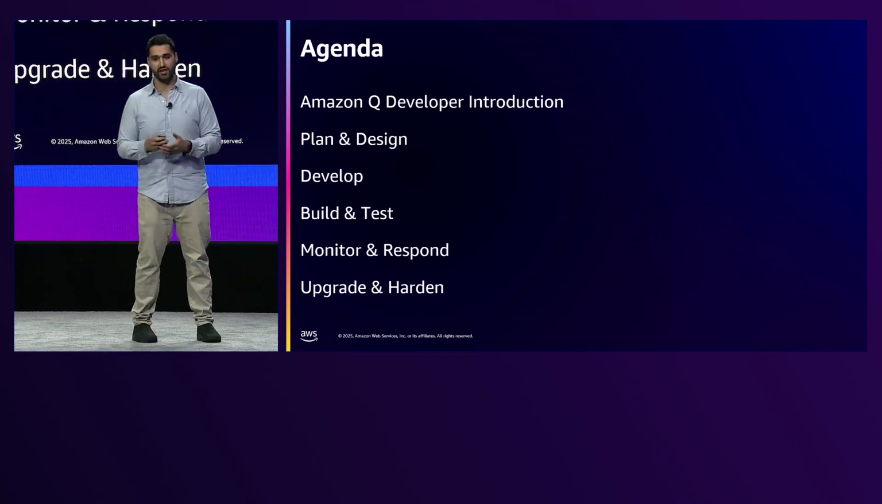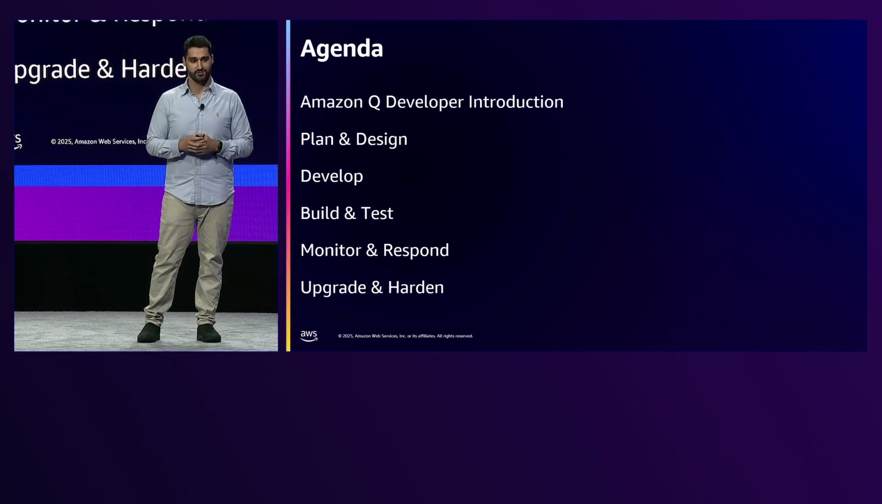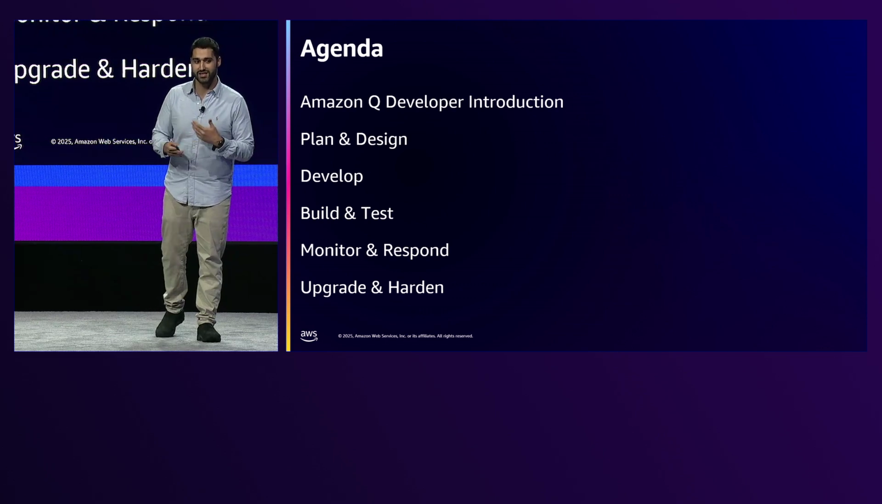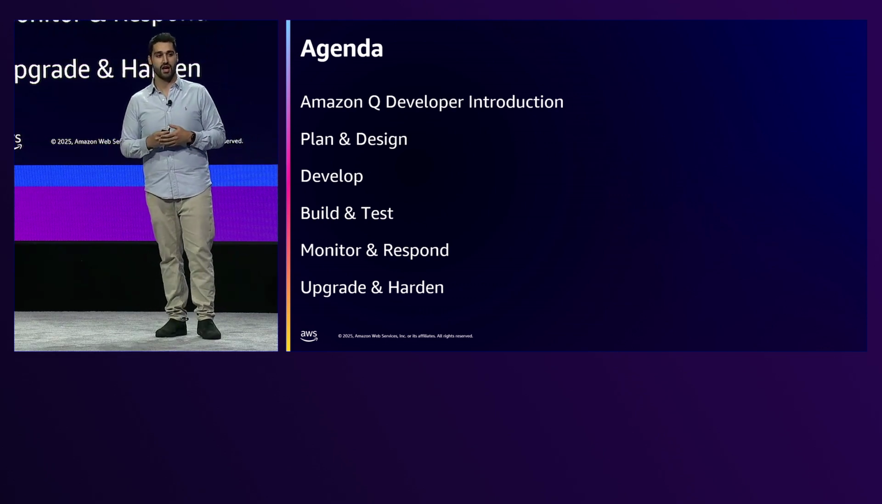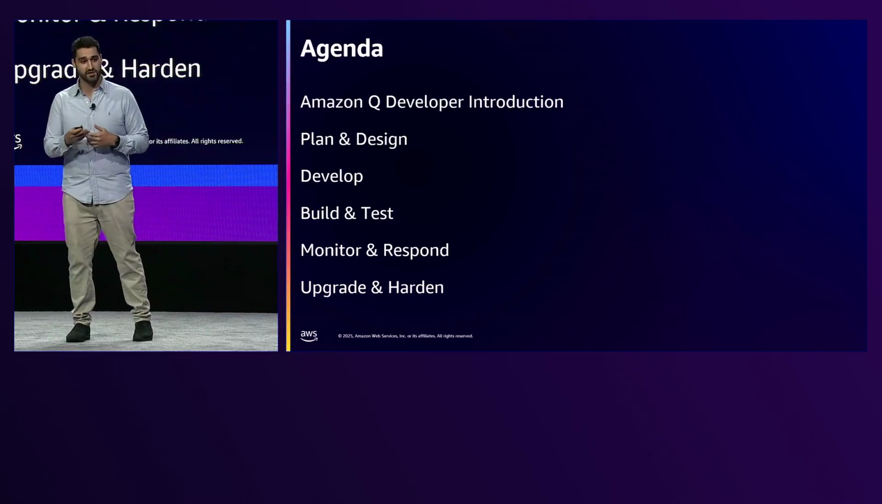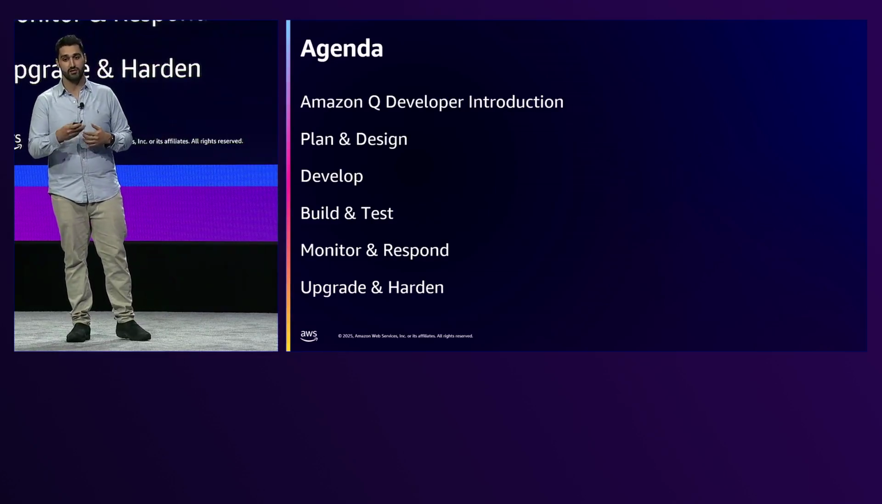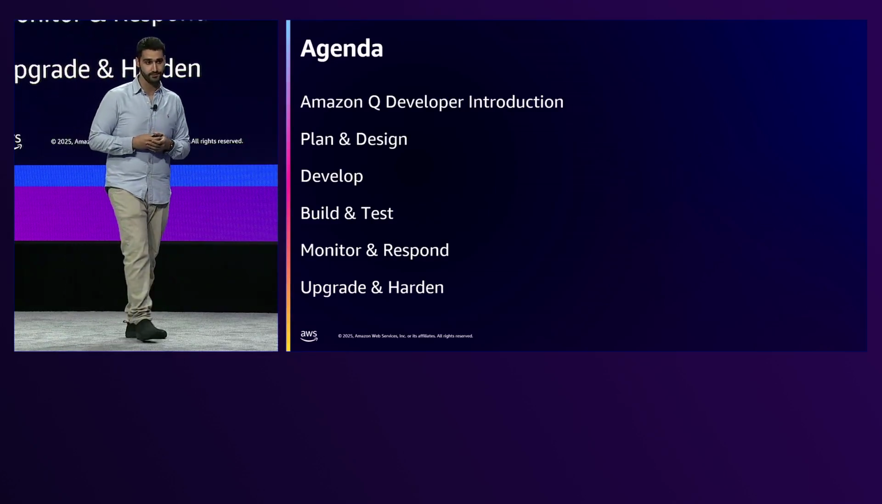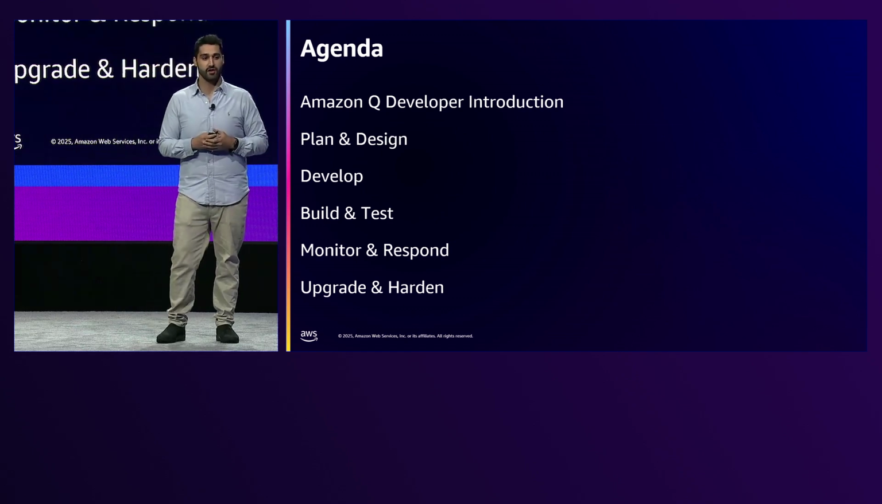You have your application already developed. It's running in production. You have a security event. How you can streamline those security operations. How you can use Amazon Q Developer to work alongside your SecOps team or incident response teams in order to react to security events. And in the end, we're going to touch upgrade and harden.